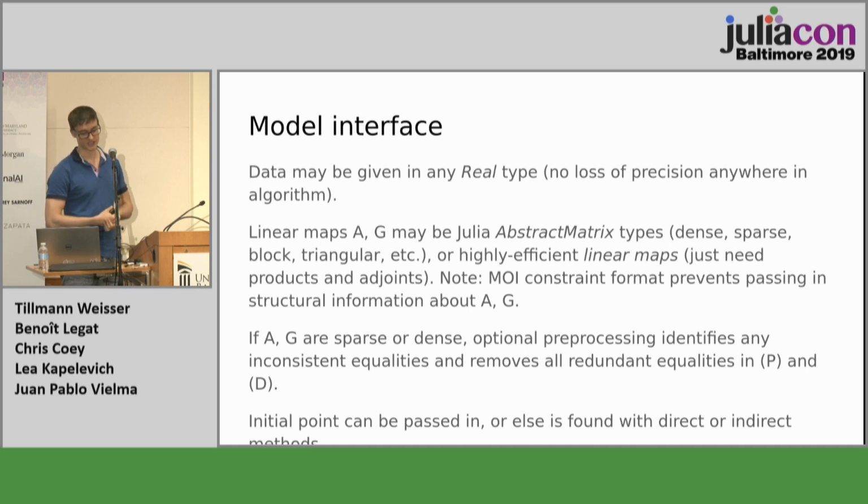Now, if A and G are dense or sparse, then we are able to do QR-based preprocessing and remove redundant equalities and detect if the problem has inconsistent equalities. And through the model interface, you could also pass in an initial point, even as a warm start, or otherwise Hypatia will find it itself.